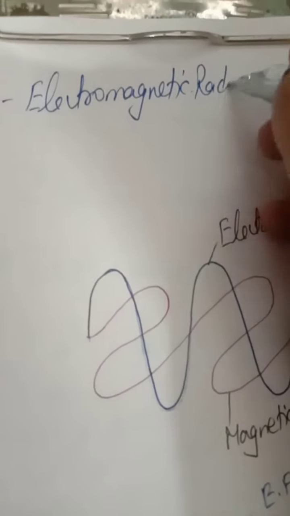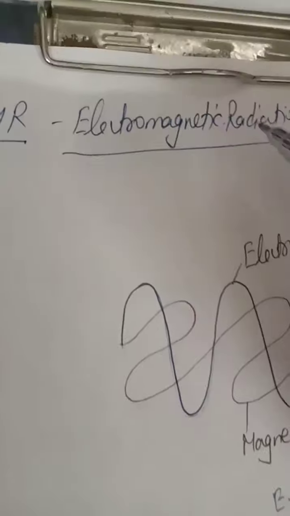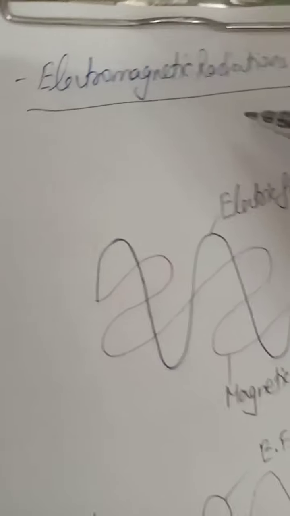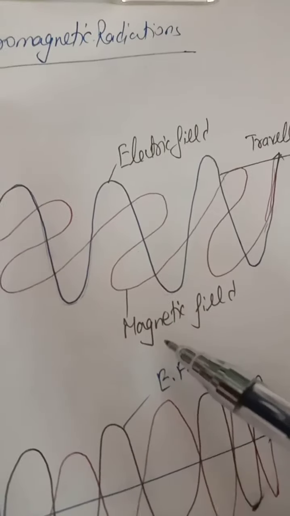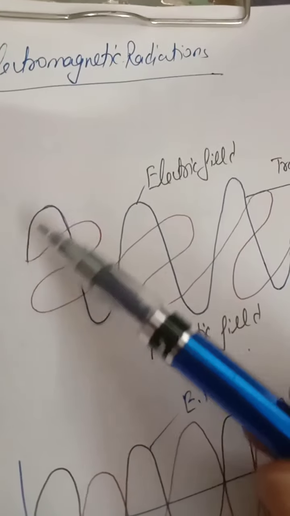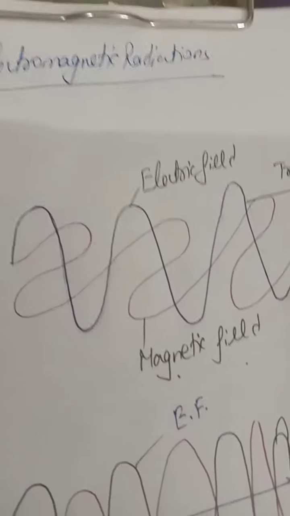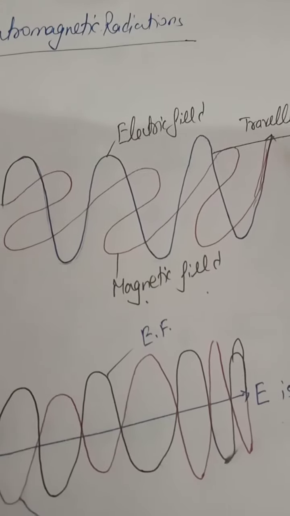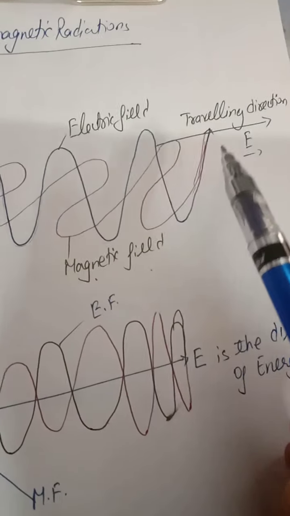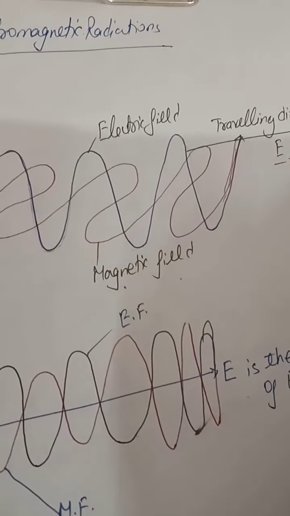Now we'll start with EMR, that is electromagnetic radiations. As its name indicates, these are those type of radiations which consist of electric field as well as magnetic field oscillating. You can see both fields are oscillating perpendicular to one another as well as perpendicular to the direction of wave propagation.